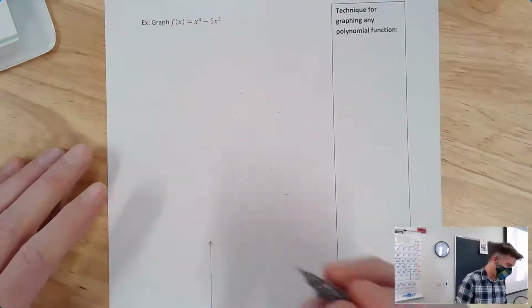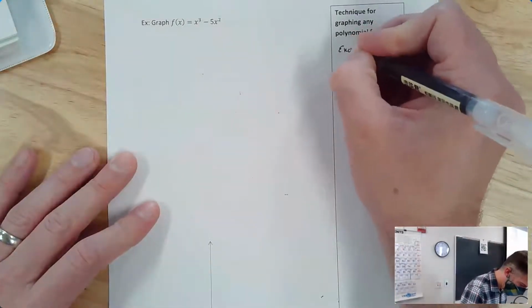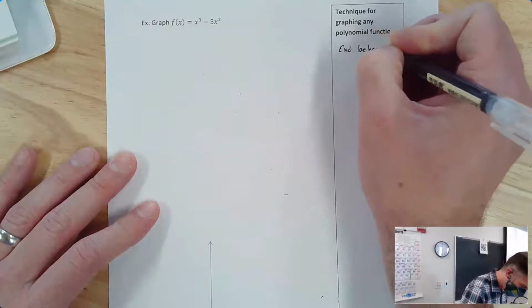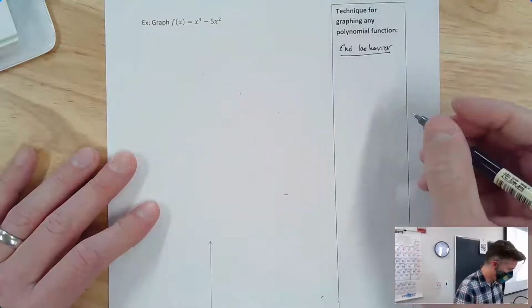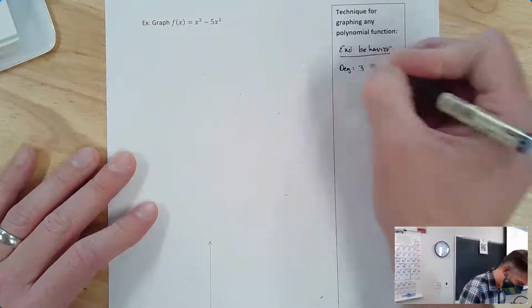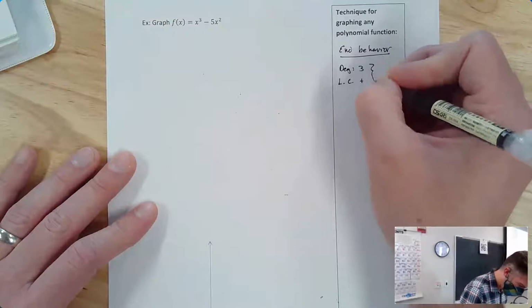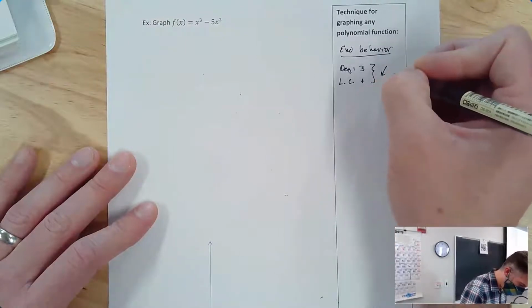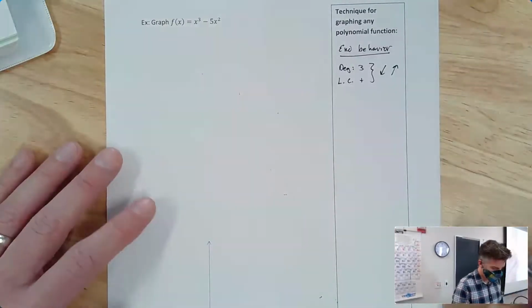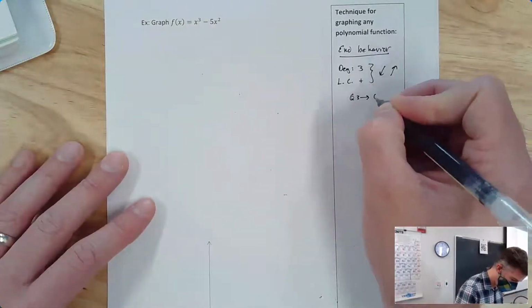Let's write out all the things. So here's our technique. We're going to do end behavior. We know that the degree is odd. So the degree is 3. The leading coefficient is positive. That's going to be down on the left and up on the right. Or you could say it starts in Q3 and ends in Q1.